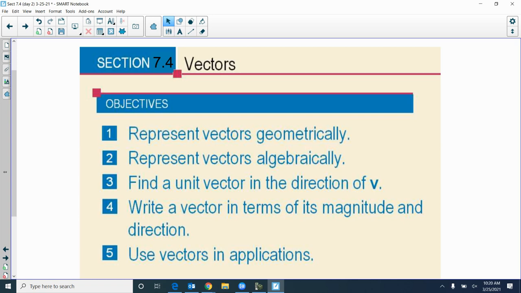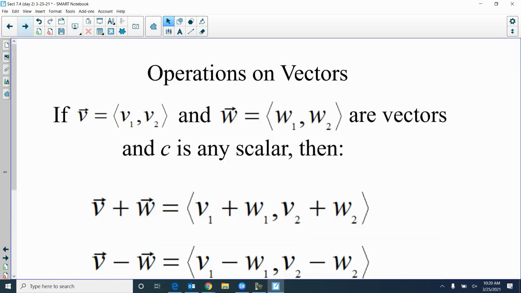There are a couple different ways to represent vectors, not only geometrically, but we're going to talk about what the unit vector is. We're also going to talk about magnitude and direction, and represent them algebraically. So initially we have the vector V, and we can use the net notation where that is a position vector. V1, V2 is basically where the end point is. Same thing with W1, W2.